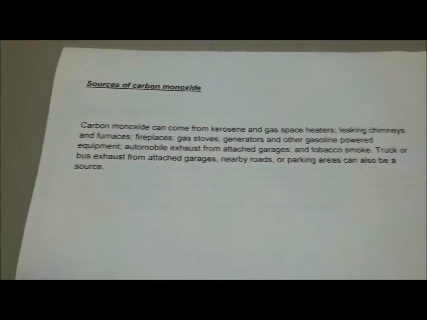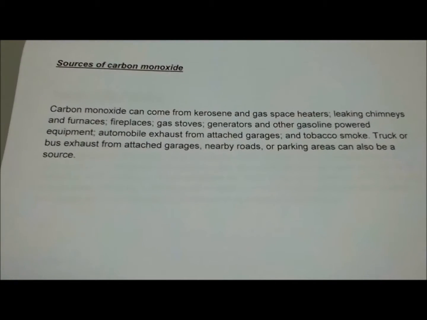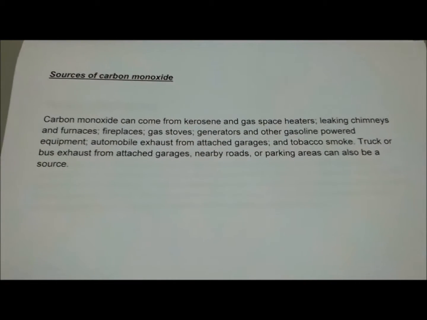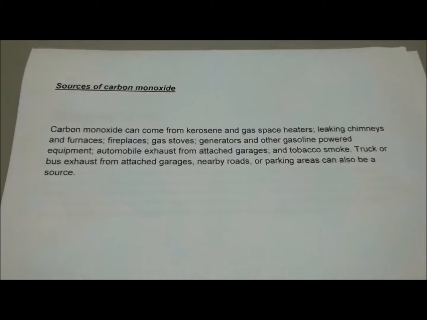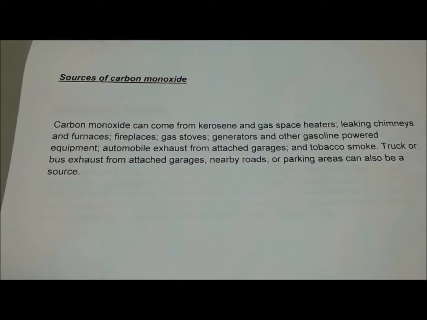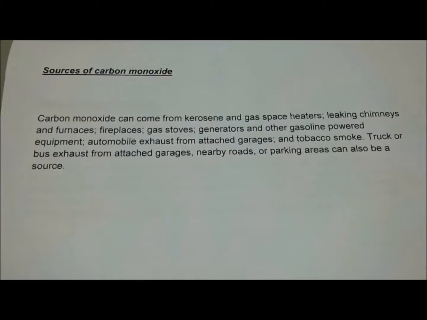Sources of carbon monoxide. Carbon monoxide can come from kerosene and gas-based heaters, leaking chimneys and furnaces, fireplaces, gas stoves, generators, and other gasoline-powered equipment. Automobile exhaust from attached garages and tobacco smoke. Truck or bus exhaust from attached garages, nearby roads, or parking areas can also be a source.